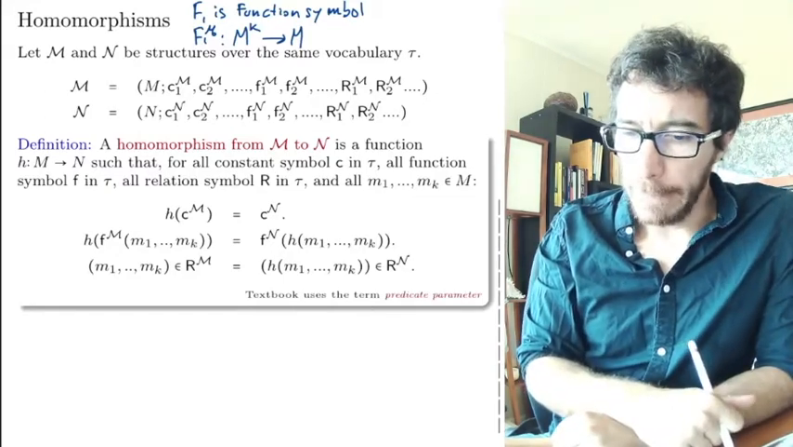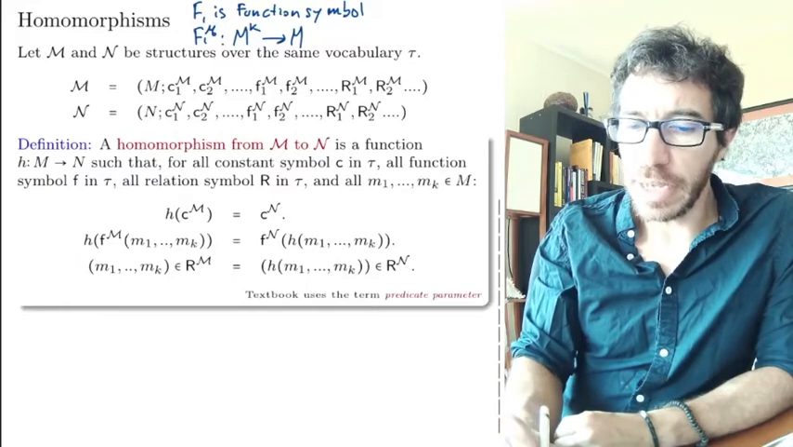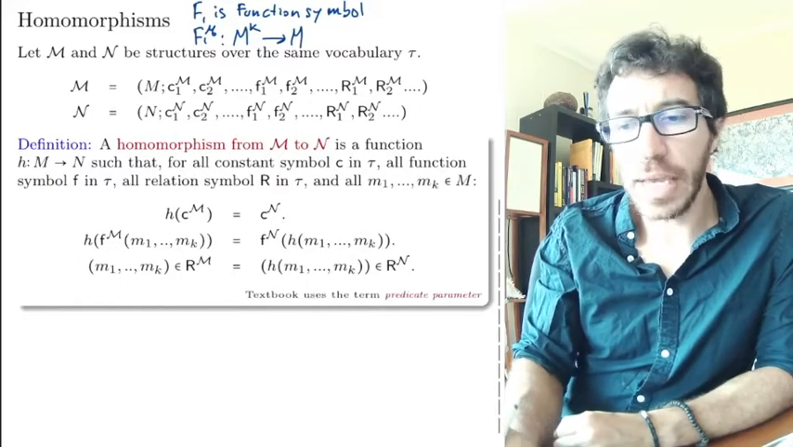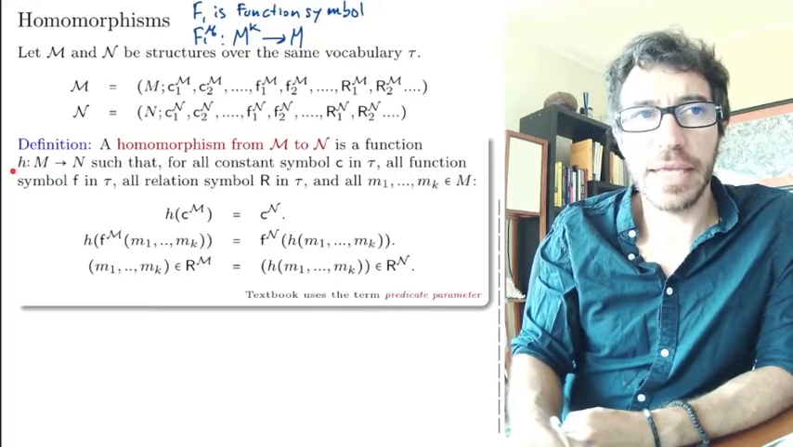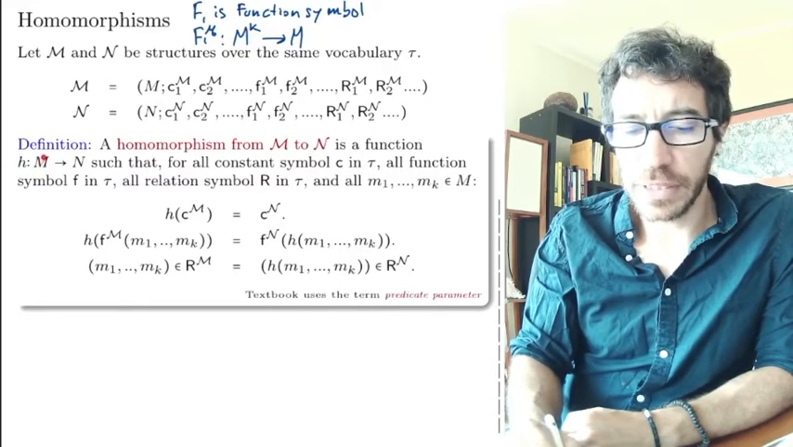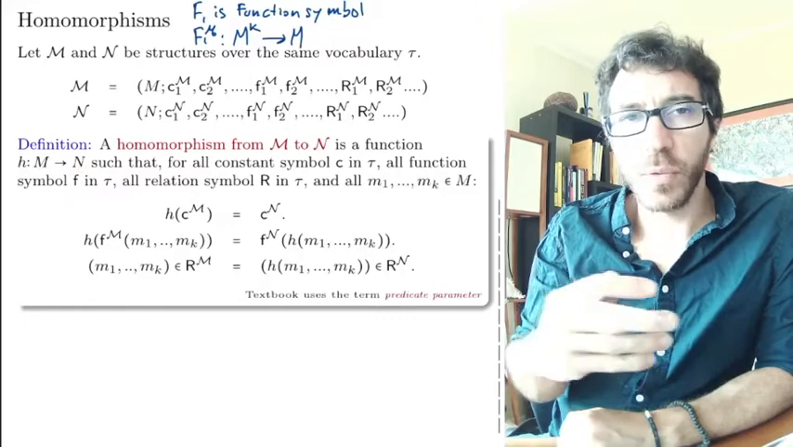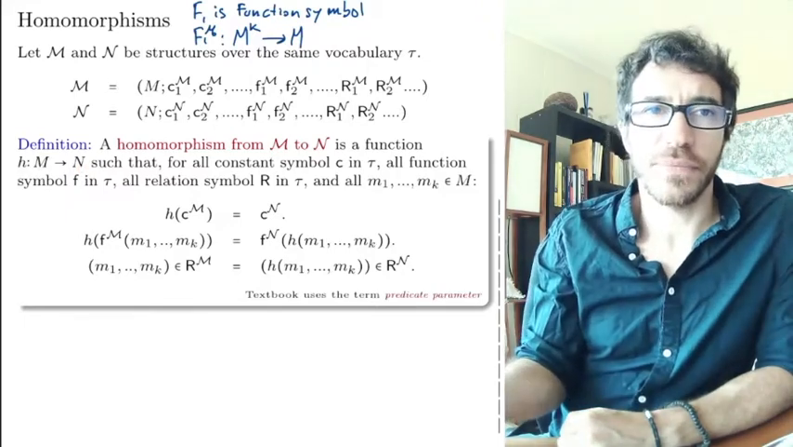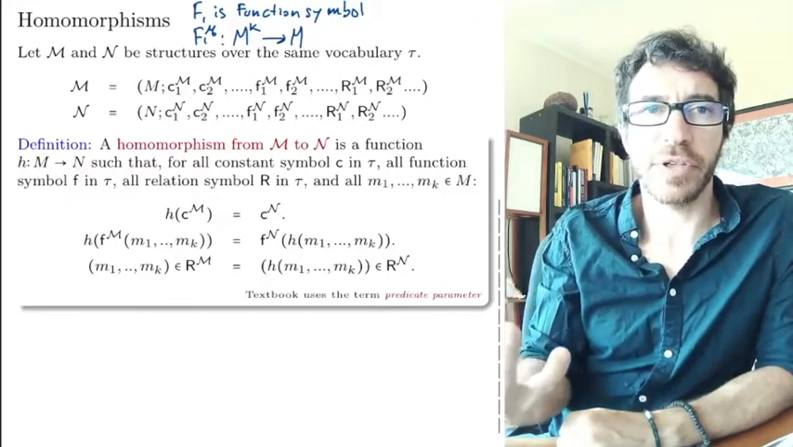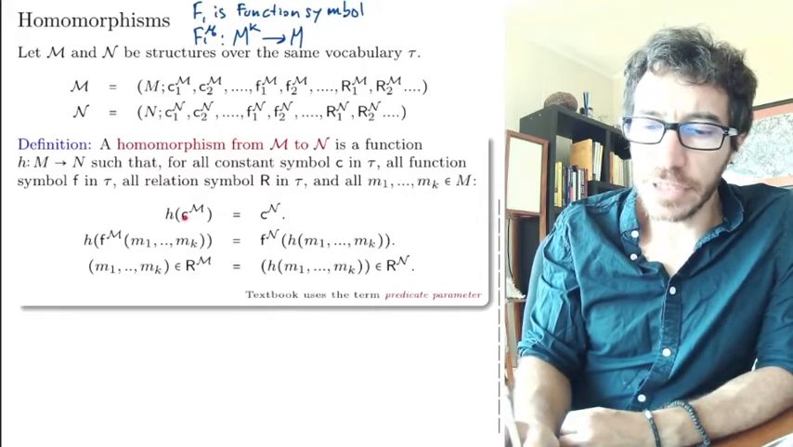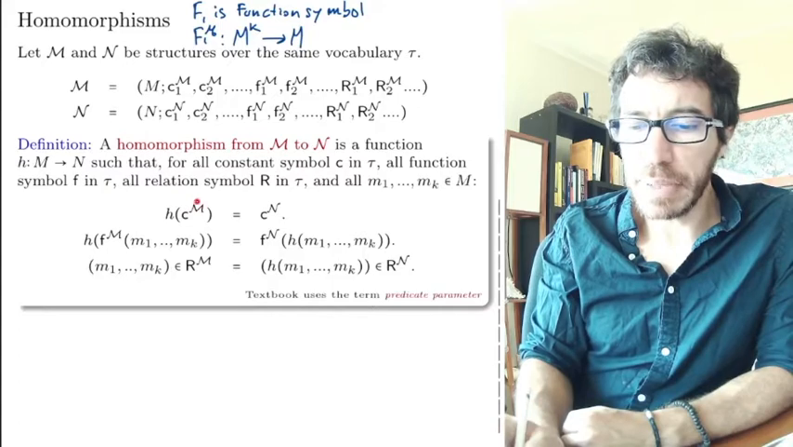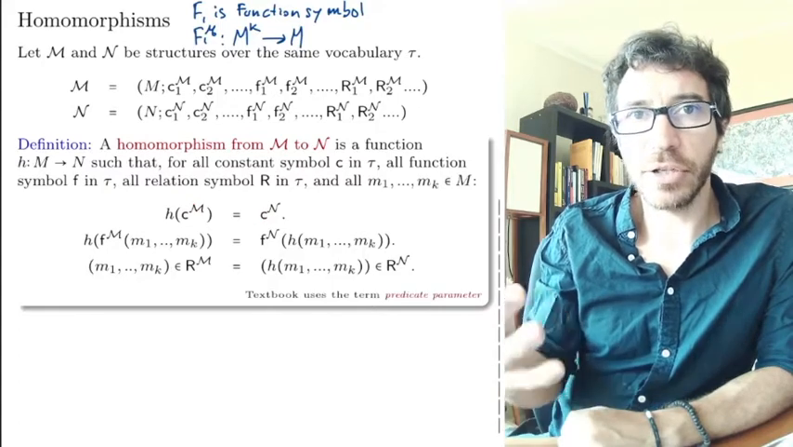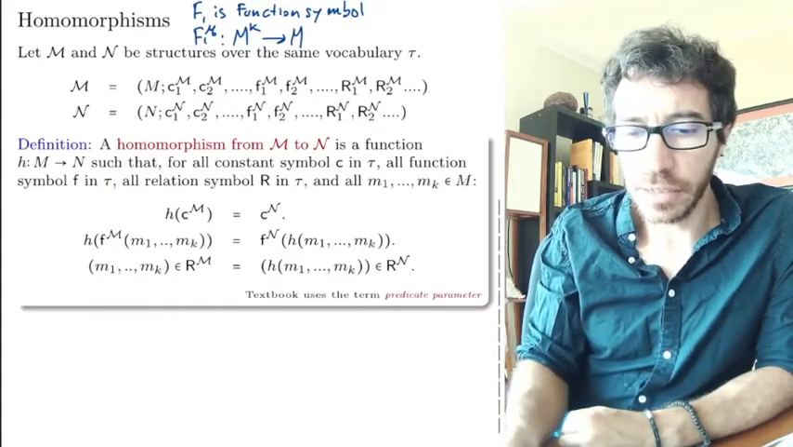All right. So we say that a homomorphism from M to N is going to be a function, again H, defined everywhere on the domain of M into N, which preserves all the structure. So what do we mean by preserve all the structure? Every constant symbol in M is going to be mapped to the corresponding interpretation of the constant symbol in N.